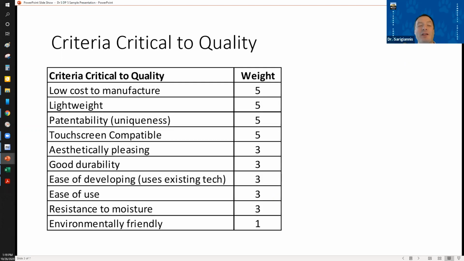Criteria critical to quality. These are the criteria I chose to evaluate my solution against, right? Primarily I weighted these things: cost to manufacture, lightweight, patentability, and touchscreen compatibility. These are things I thought were important. I thought it was important to have a low cost and a unique solution, something that I could sell and get a reasonable return on my investment.